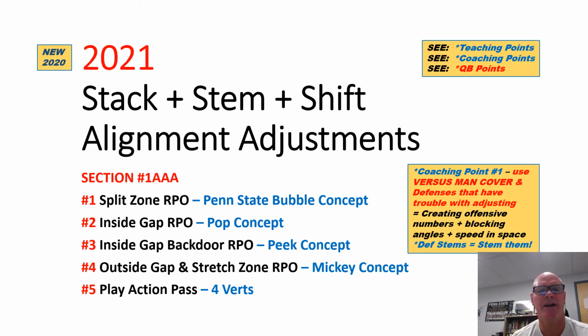We want to talk about how we can stack receivers, stem receivers, and shift receivers to give you different alignment adjustments, particularly to help you against man coverages. So we'll look at how it's going to work a little bit. Then we'll look specifically at our core RPO, split zone, inside gap in our back door, our outside gap, stretch zone, and then some play action passes.